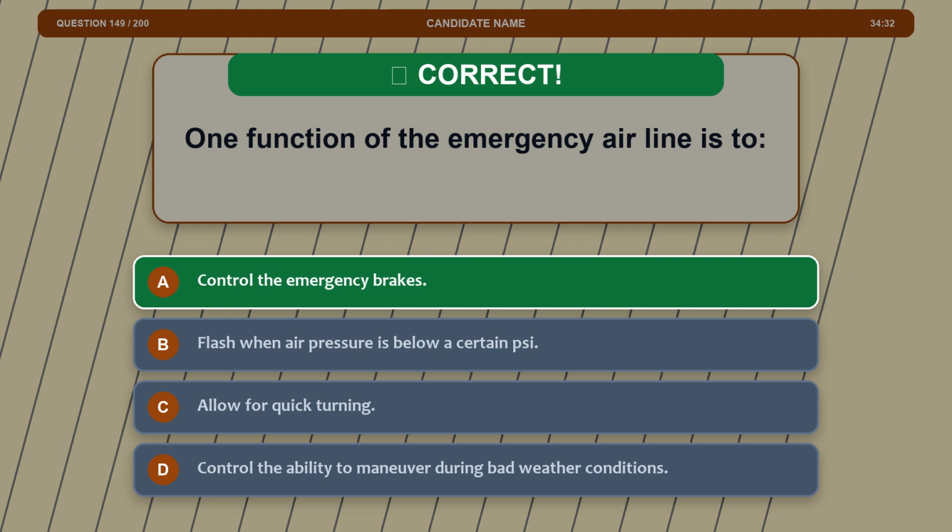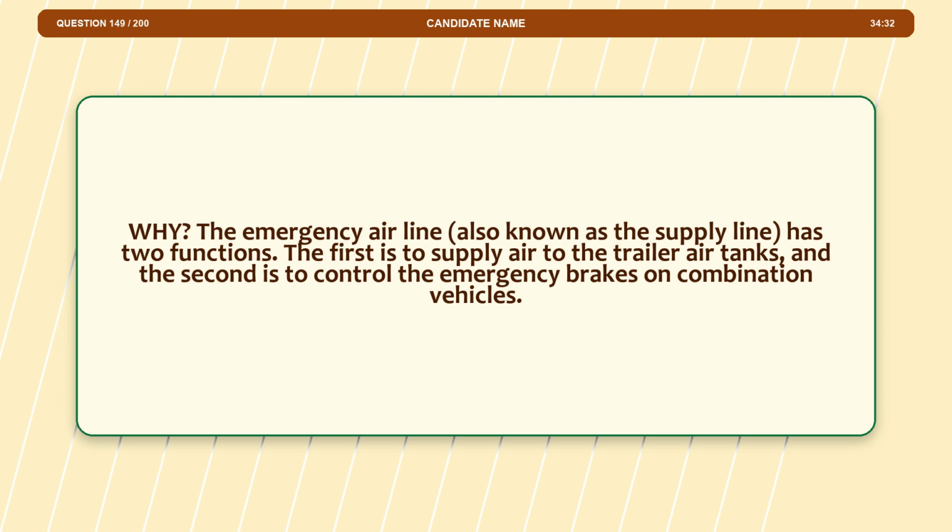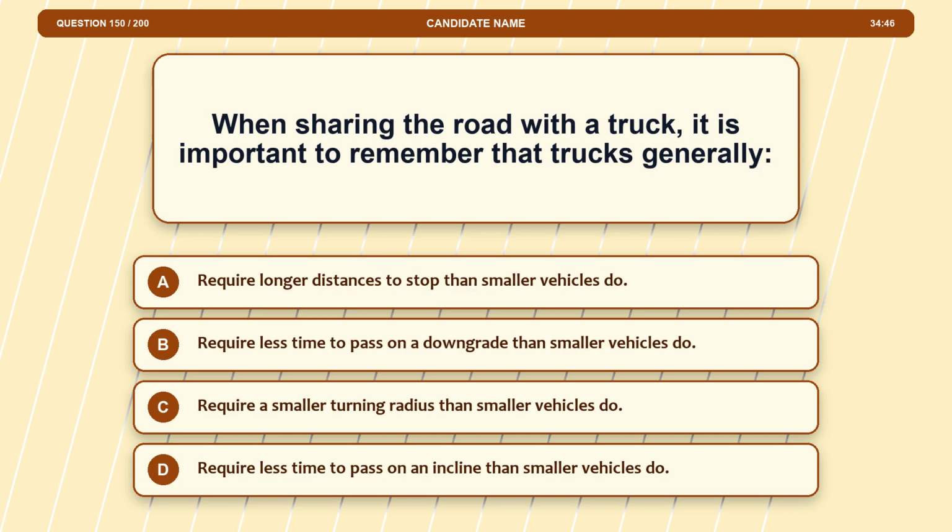The correct answer is option A, control the emergency brakes. Explanation. The emergency air line, also known as the supply line, has two functions. The first is to supply air to the trailer air tanks, and the second is to control the emergency brakes on combination vehicles. Question 150.